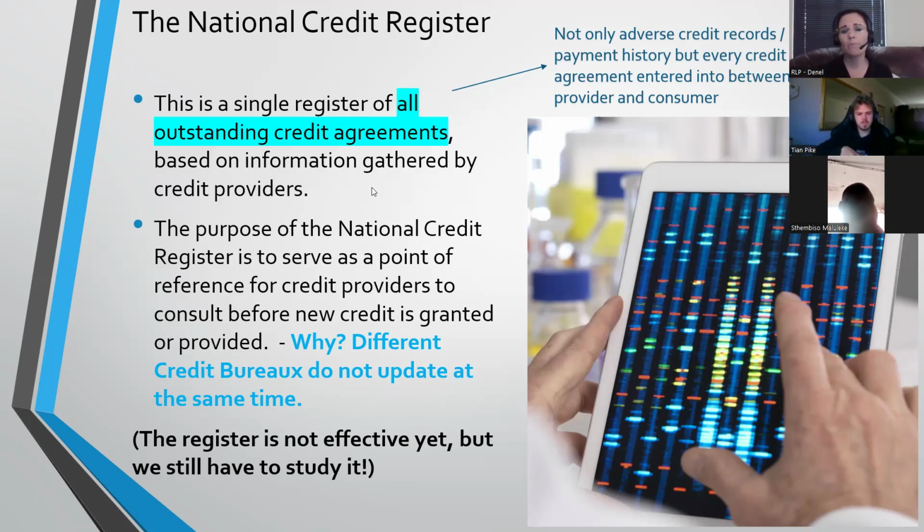So if you want to take a picture of that part at the top that says not only adverse credit records or not only poor payment, but every single outstanding agreement, you're more than welcome, because it's not summarized like that in your book. Just keep in mind that every single agreement will be noted, regardless of whether it's poor payment or not. If there's an outstanding credit agreement, it will be noted on the National Credit Register.